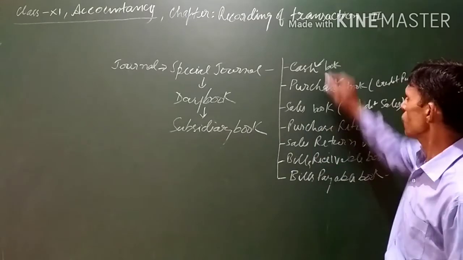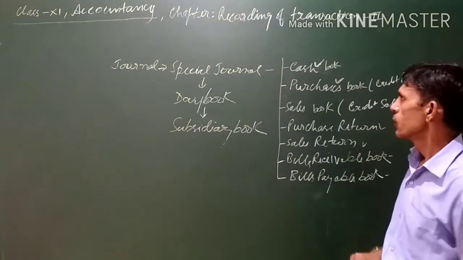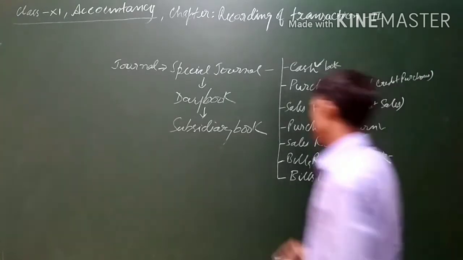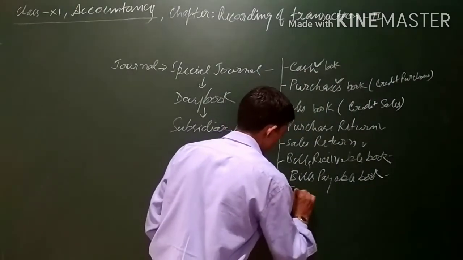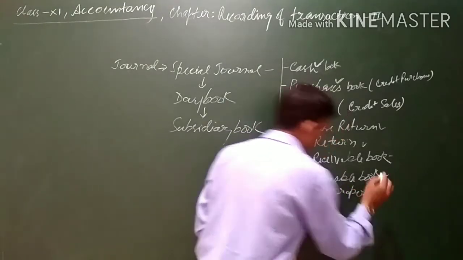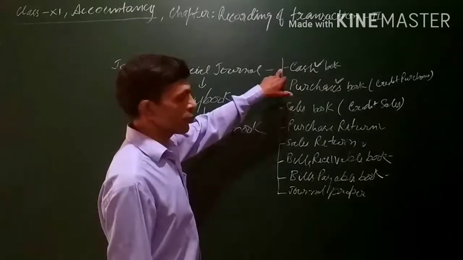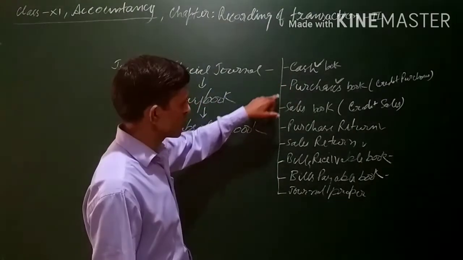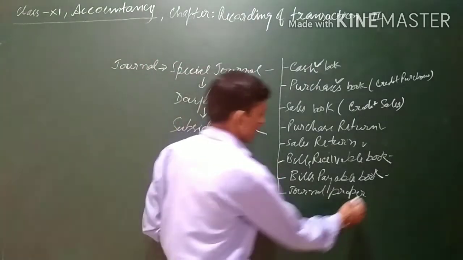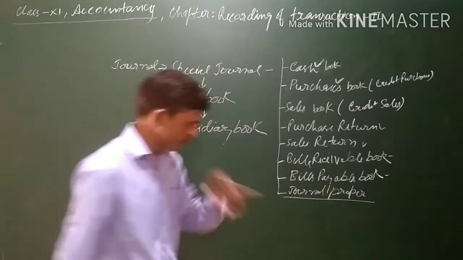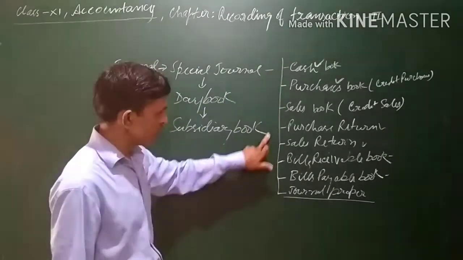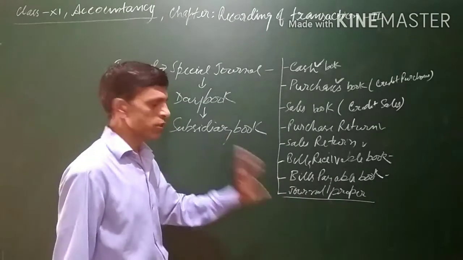So in this way, first of all, the transactions which are related with cash are recorded in the cash book. Similarly, all the transactions are recorded. And lastly, there is the journal proper. All the transactions which do not find any place in cash book, purchase, sales book, purchase return, sales return, or bills receivable, bills payable book, they are recorded in the journal proper. All transactions which do not find any place in all these books are recorded in the journal proper.